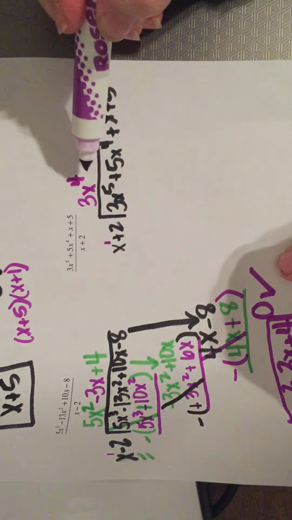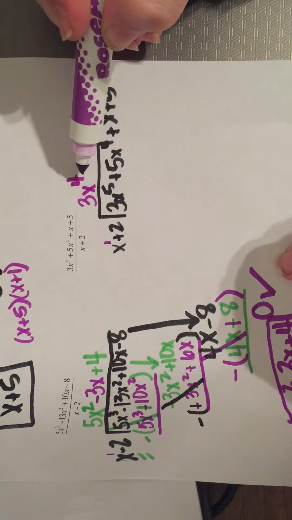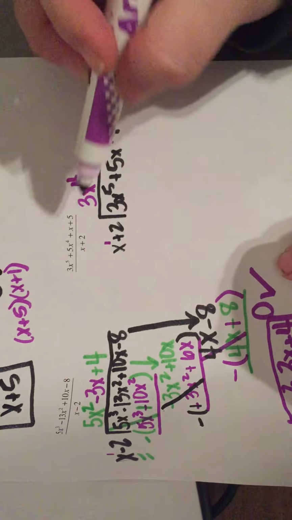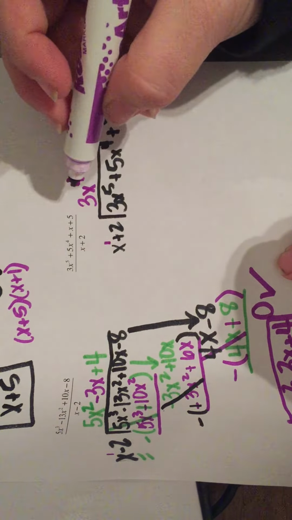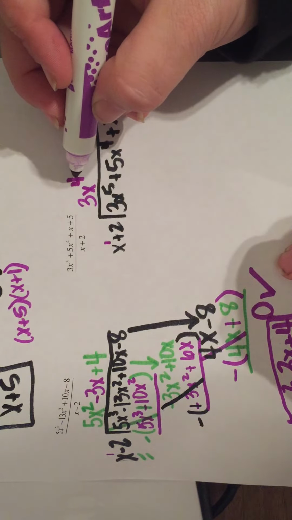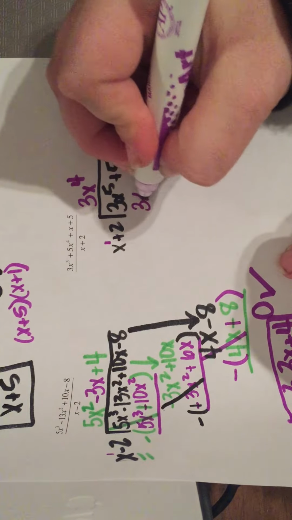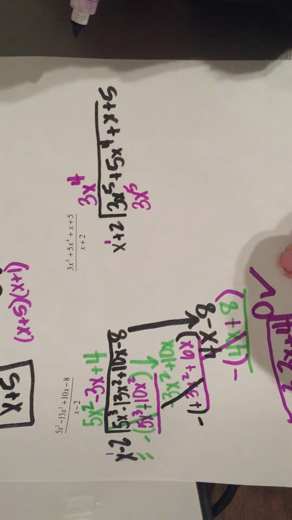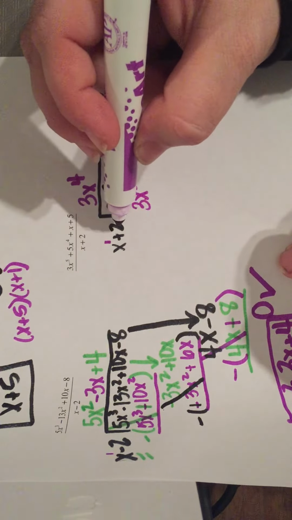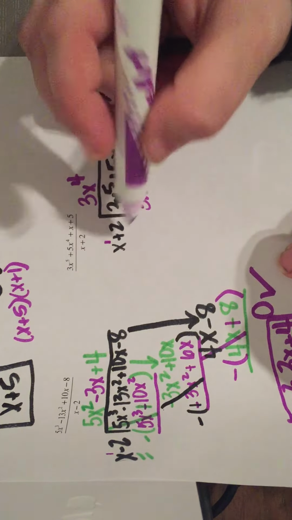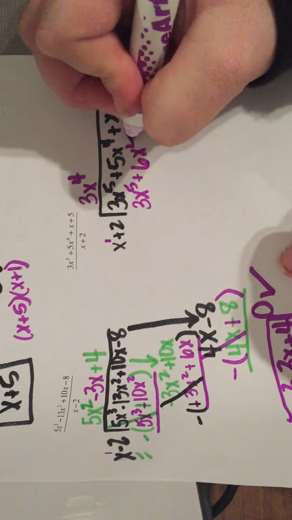All right. Now, I take that number that I just made, and what do I need to do with it? I'm going to have to distribute this number times each of these terms. So 3x to the 4th times x is going to be 3x to the 5th. That's what we want. And then 3x to the 4th times 2. So 3 times 2 is 6x to the 4th.